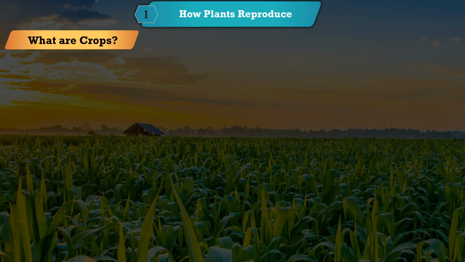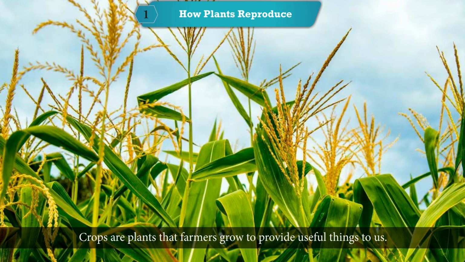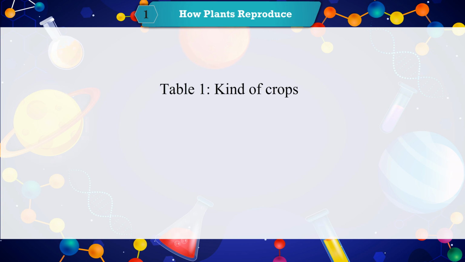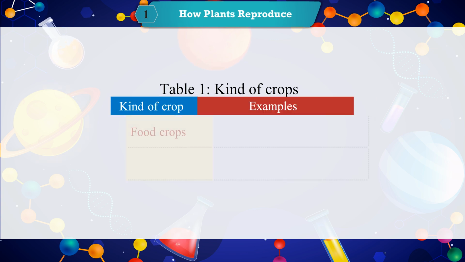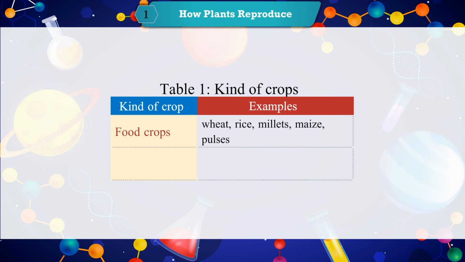What are crops? Crops are plants that farmers grow to provide useful things to us. Table 1. Kinds of crops. Kind of crop, examples: food crops, wheat, rice, millets, maize, pulses; cash crops, cotton, tea, coffee, jute, sugarcane.